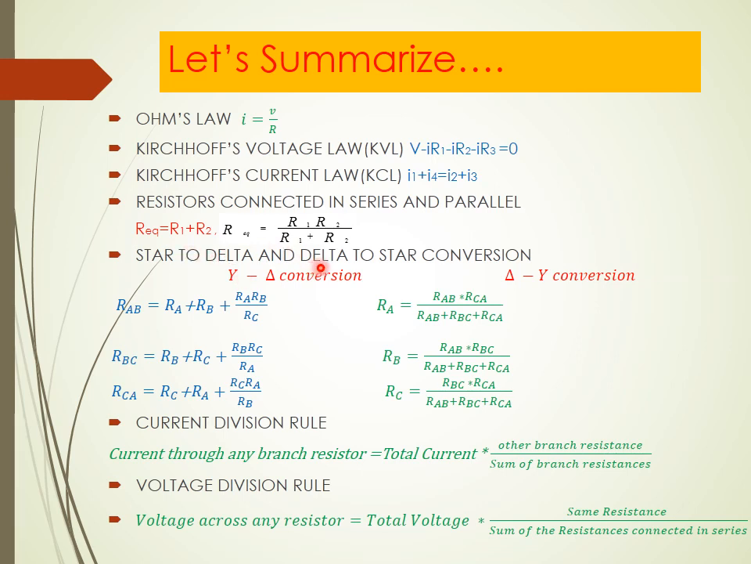Then star to delta and delta to star conversion. So using these relations we can convert star to delta as well as delta to star. Then current division rule: current through any branch resistance is equal to total current into other branch resistance divided by sum of branch resistances. The last one is voltage division rule: voltage across any resistor is equal to total voltage into same resistance divided by sum of the resistances connected in series. So I hope you all understood the video.